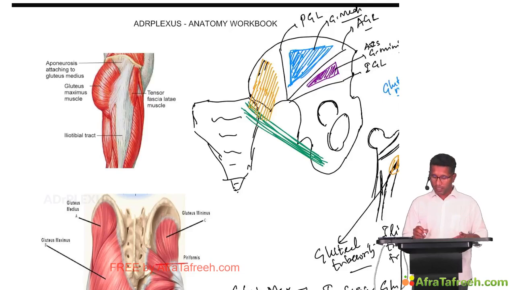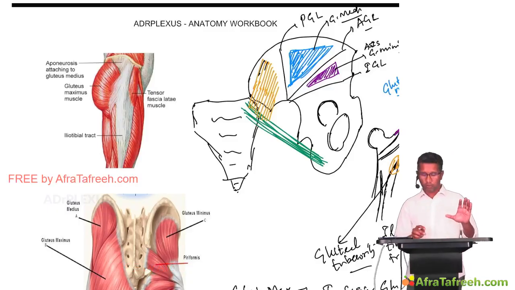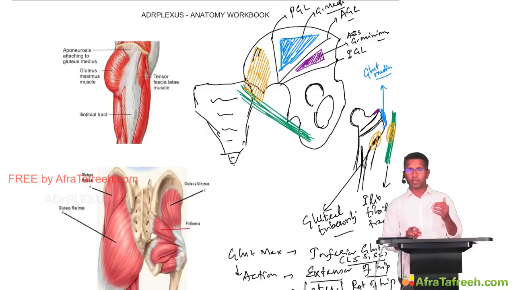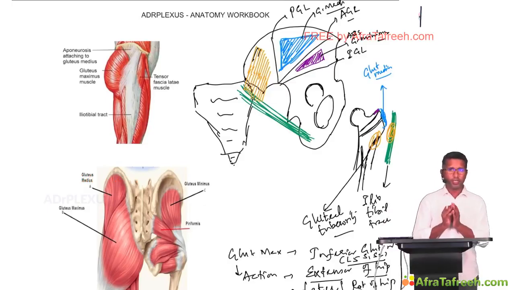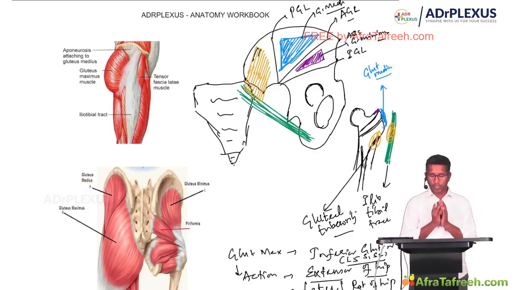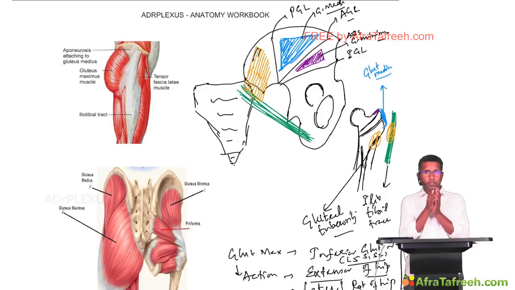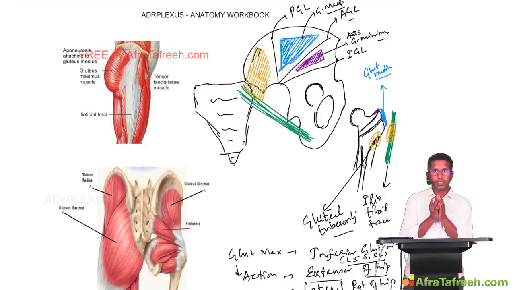And where is this muscle attached? It is attached more to the anterior aspect of the greater trochanter. Origin and insertion is not that important, guys. Just understand, gluteus medius gets attached to the anterolateral aspect of the greater trochanter, and gluteus minimus is inserted into the anterior aspect of the greater trochanter.